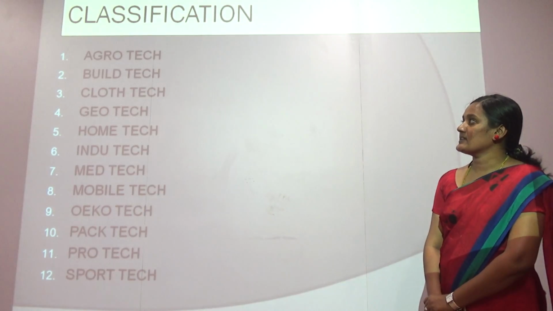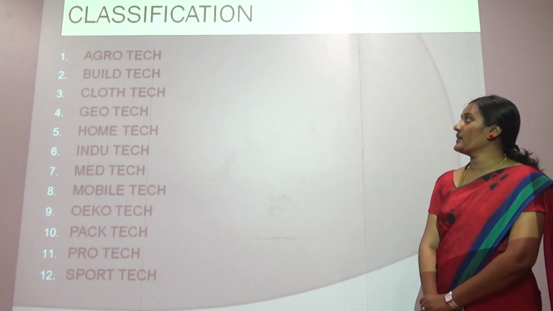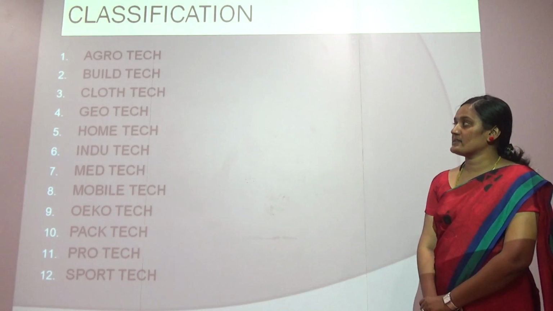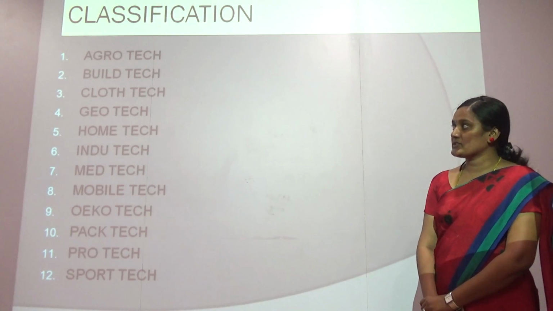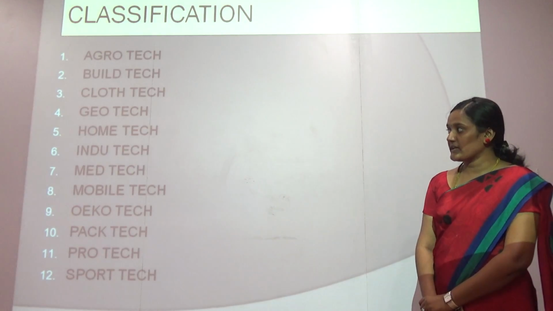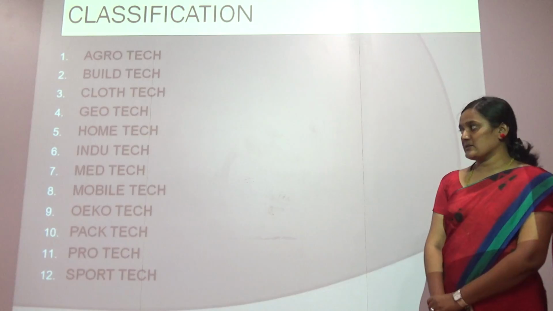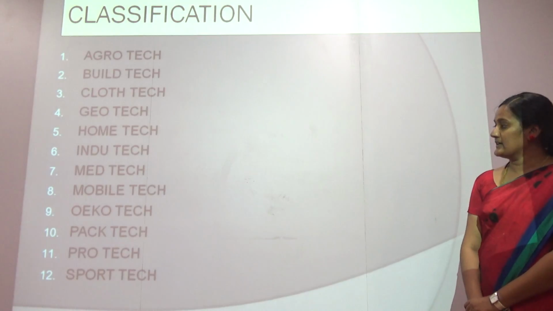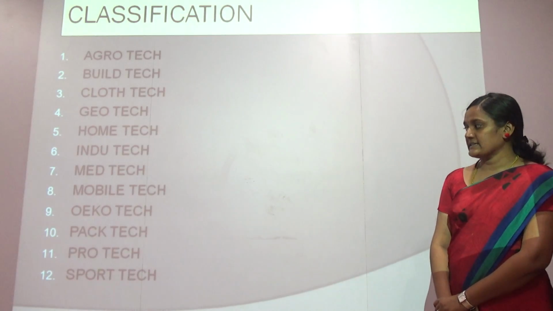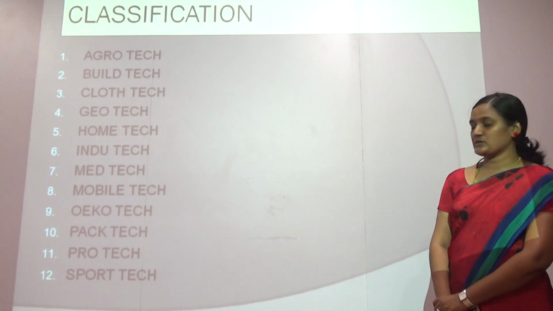Classification of technical textiles. There are 12 classifications in it. First one is agrotech, second build-tech, third cloth-tech, fourth geotech, fifth home-tech, sixth indutech, seventh med-tech, eighth mobile-tech, ninth eco-tech, tenth pack-tech, eleventh pro-tech, and twelfth sport-tech.